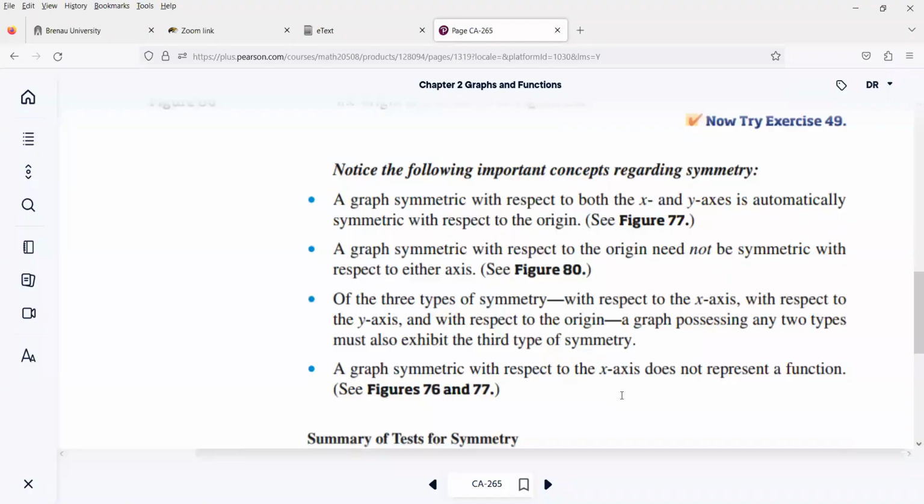Of the 3 types of symmetry, with respect to the x-axis, the y-axis, and the origin, a graph possessing any 2 types must also exhibit the 3rd type of symmetry. And a graph symmetric with respect to the x-axis does not represent a function.